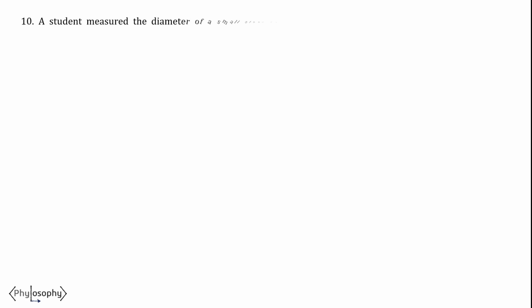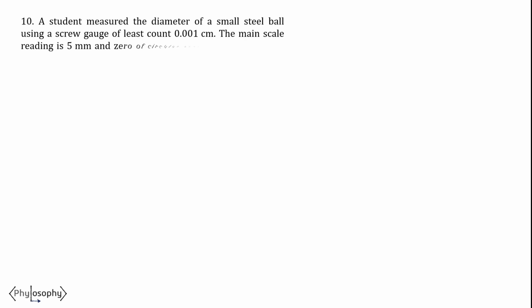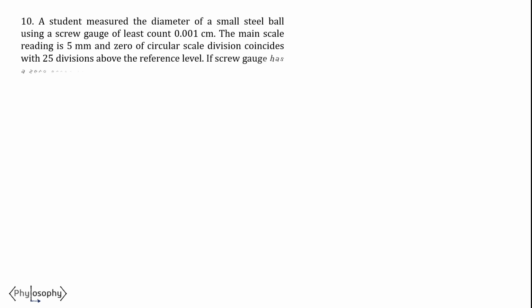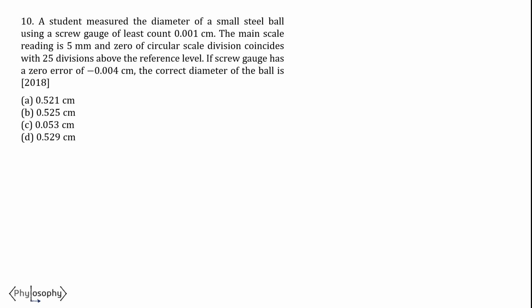Our next problem is: a student measured the diameter of a small steel ball using a screw gauge of least count 0.001 centimeter. The main scale reading is 5 mm and 0 of the circular scale division coincides with 25 divisions above the reference level. If the screw gauge has a zero error of minus 0.004 cm, the correct diameter of the ball is, and 4 options are given.